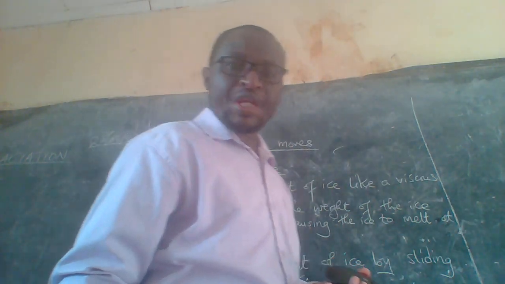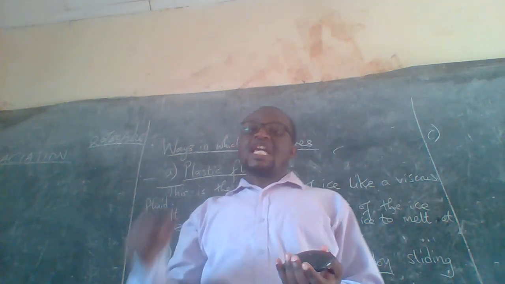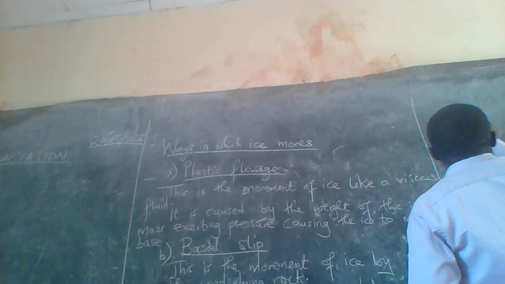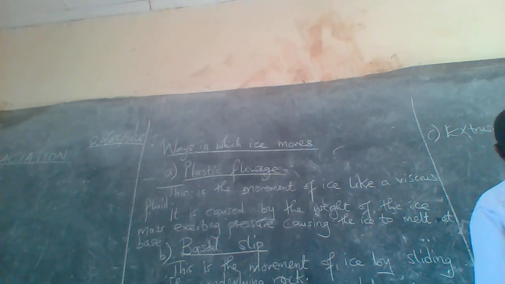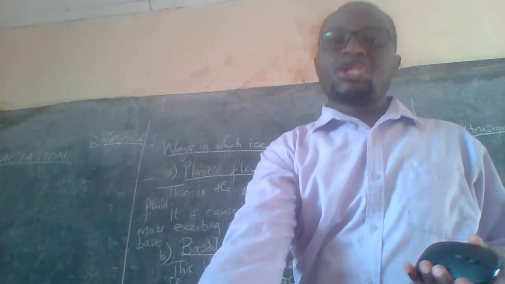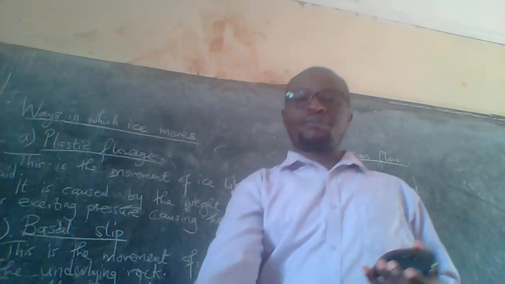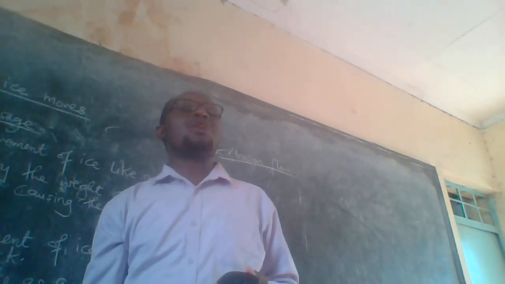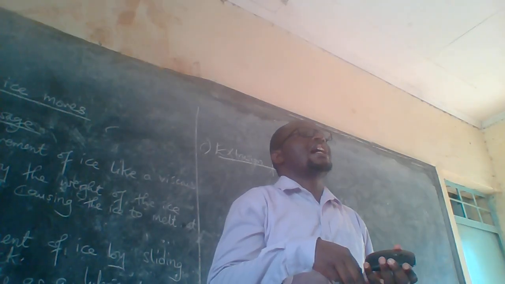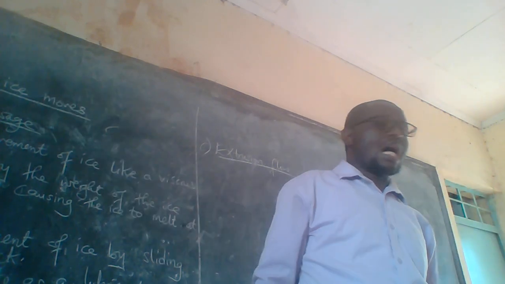Let's go to the third way or process, referred to as extrusion flow. Extrusion flow. What is extrusion flow? When you talk about extrusion flow, we are basically talking about ice spreading from the center outward. The center of the glacier spreading outwards.